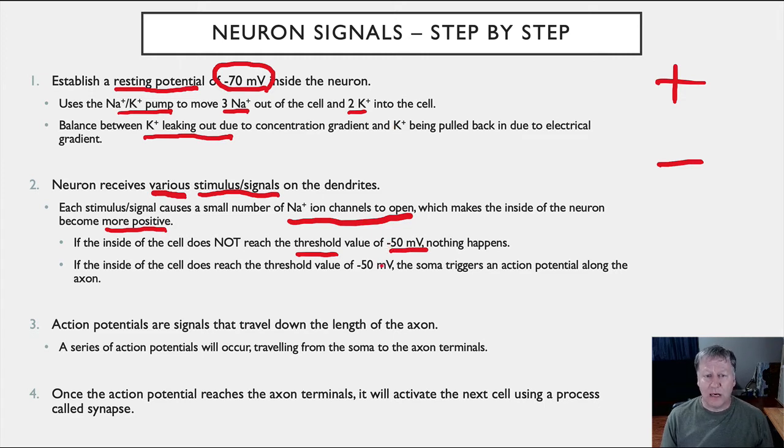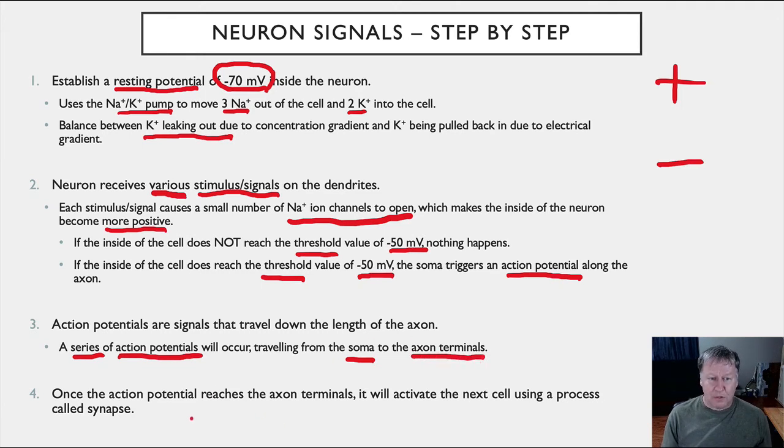However, sometimes enough stimulus is reached that the cell's threshold hits minus 50 millivolts. So it goes from minus 70 to minus 50. When that happens, the soma will trigger an action potential along the axon. The action potential is a signal that travels down the length of the axon. It will be a series of action potentials. So not just one, it's multiple, one right after the other, that will travel from the soma down to the axon terminals.